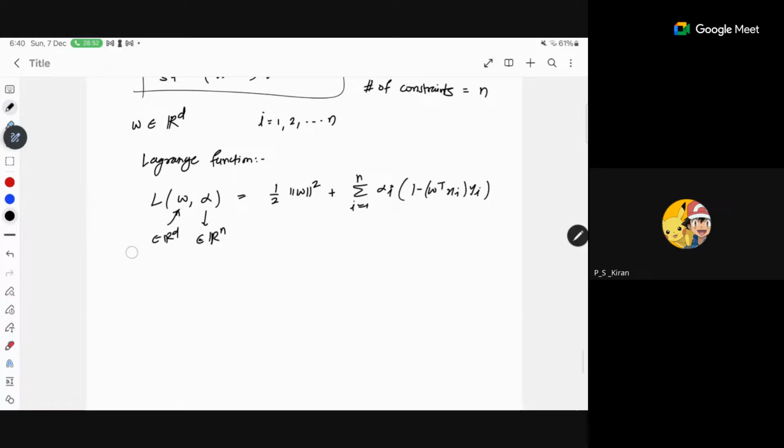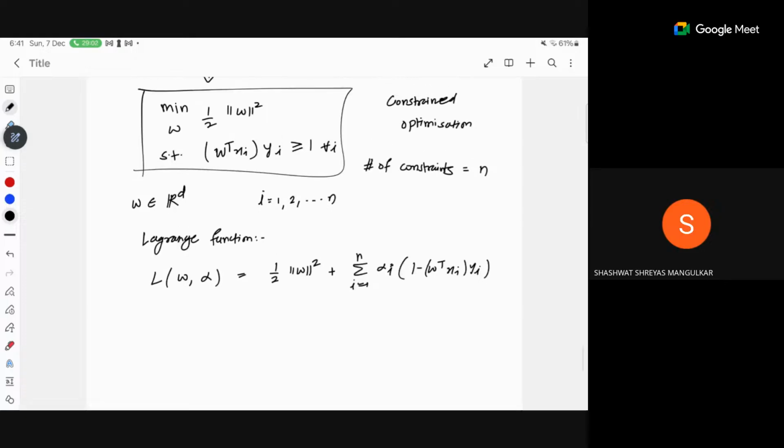Now I will just rub it here. Sorry to ask, but I still didn't understand how, by dividing the right side by margin, why are we still getting W transpose Xi on the left side?